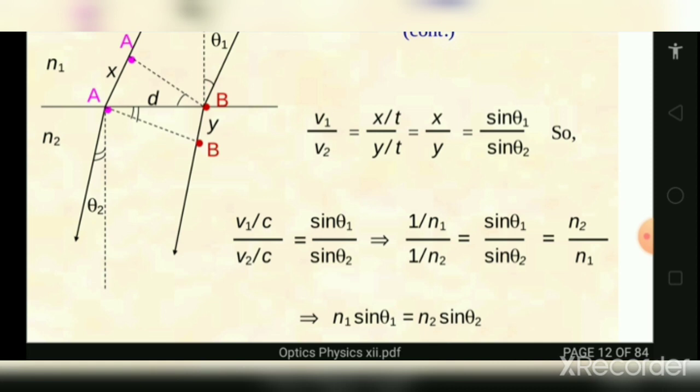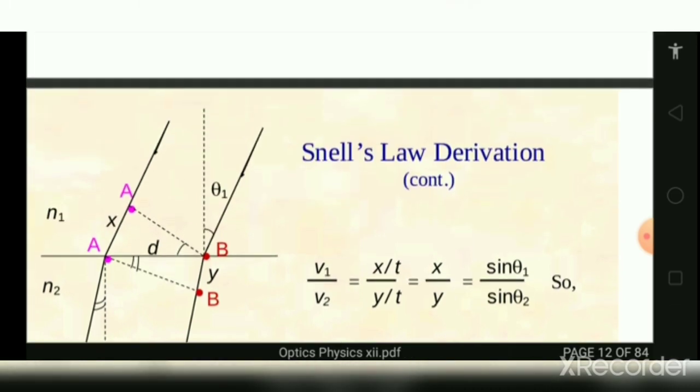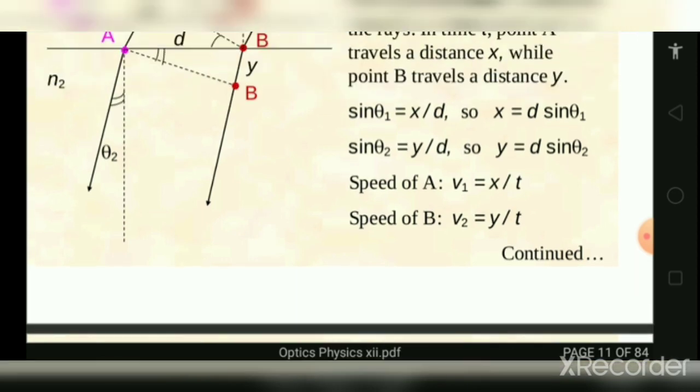So just by simplifying, you will get n1 sin theta 1 is equal to n2 sin theta 2. Remember, previously we simply took the ratio of v1 upon v2. In the second term, we placed the values of v1 and v2 which we derived or obtained from the figure.